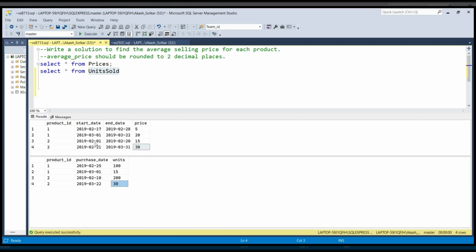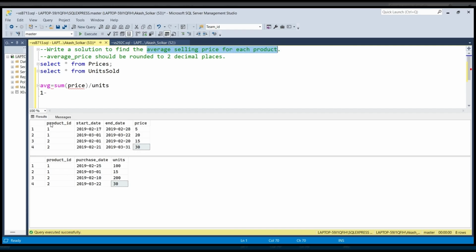So let's check the question once again. Write a solution to find the average selling price for each product. Everyone knows how we calculate the average. Average is nothing but the sum of all prices divided by the count of units, how many units sold. Let's read the question once again: average selling price for each product.